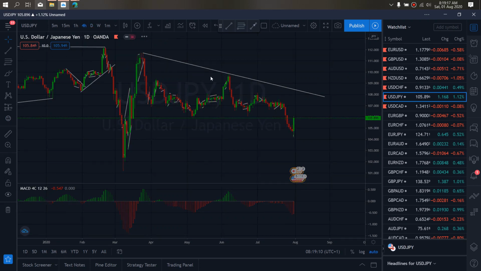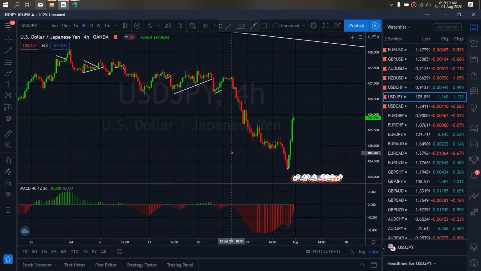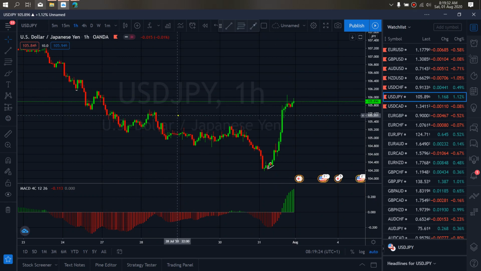Using the 4-hour time frame, we expect this to start correcting by Monday, correct on here a bit, and then resume the buy momentum. So we want to watch out for this by Monday. Using the 1-hour time frame on dollar yen, watch that as well to drop a bit here and then resume the climb. This is what we want to watch out for on dollar yen this week.